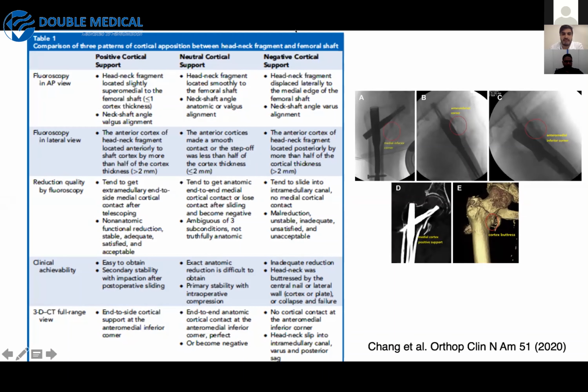When you have negative cortical support, the head and neck fragment is displaced laterally to the medial edge of the femoral shaft, and the neck shaft angle goes varus. The anterior cortex of the head neck fragment is located posterior by more than half of the cortical thickness. Patients with positive cortical support, a good buttress support, do better in functional outcomes, also because they have good secondary stability.